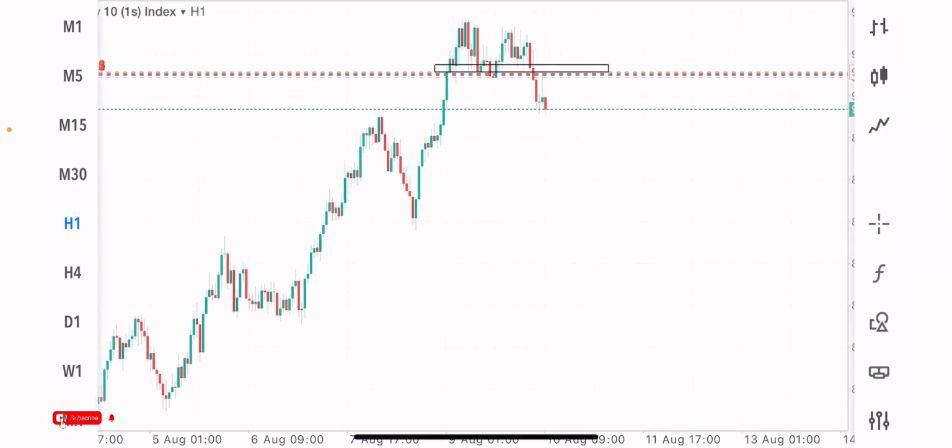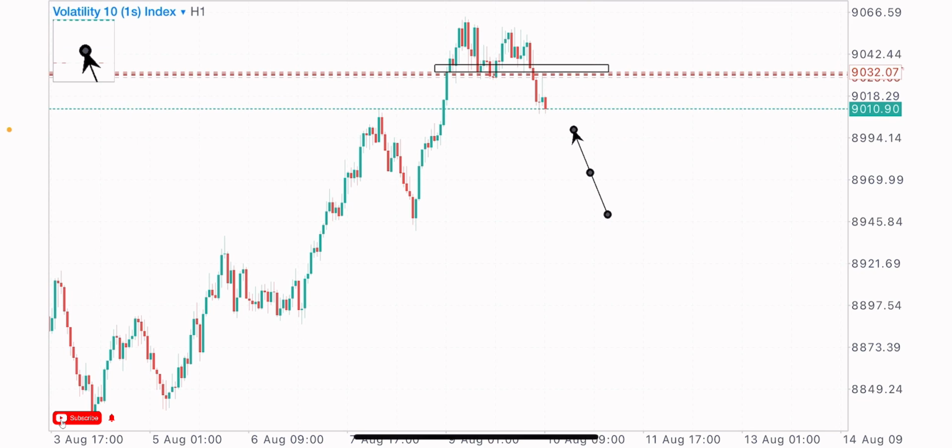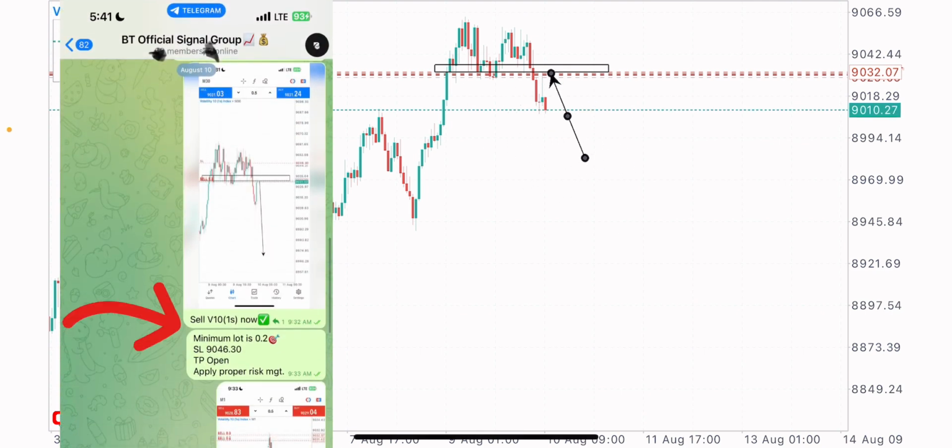So I took a trade on the V101S index. You're moving in good profit basically. I took the sales at this point and everything is moving nicely. I shared this sell signal with my premium members and it's moving good.